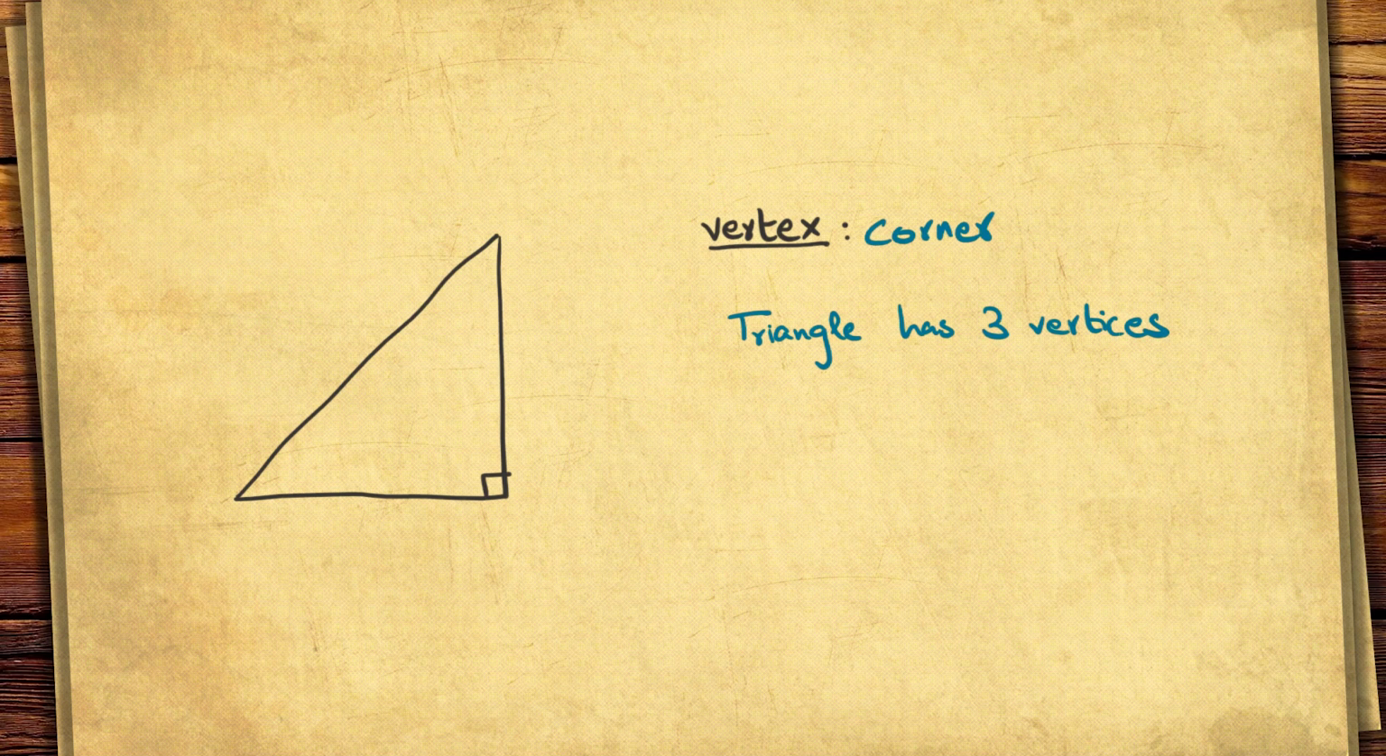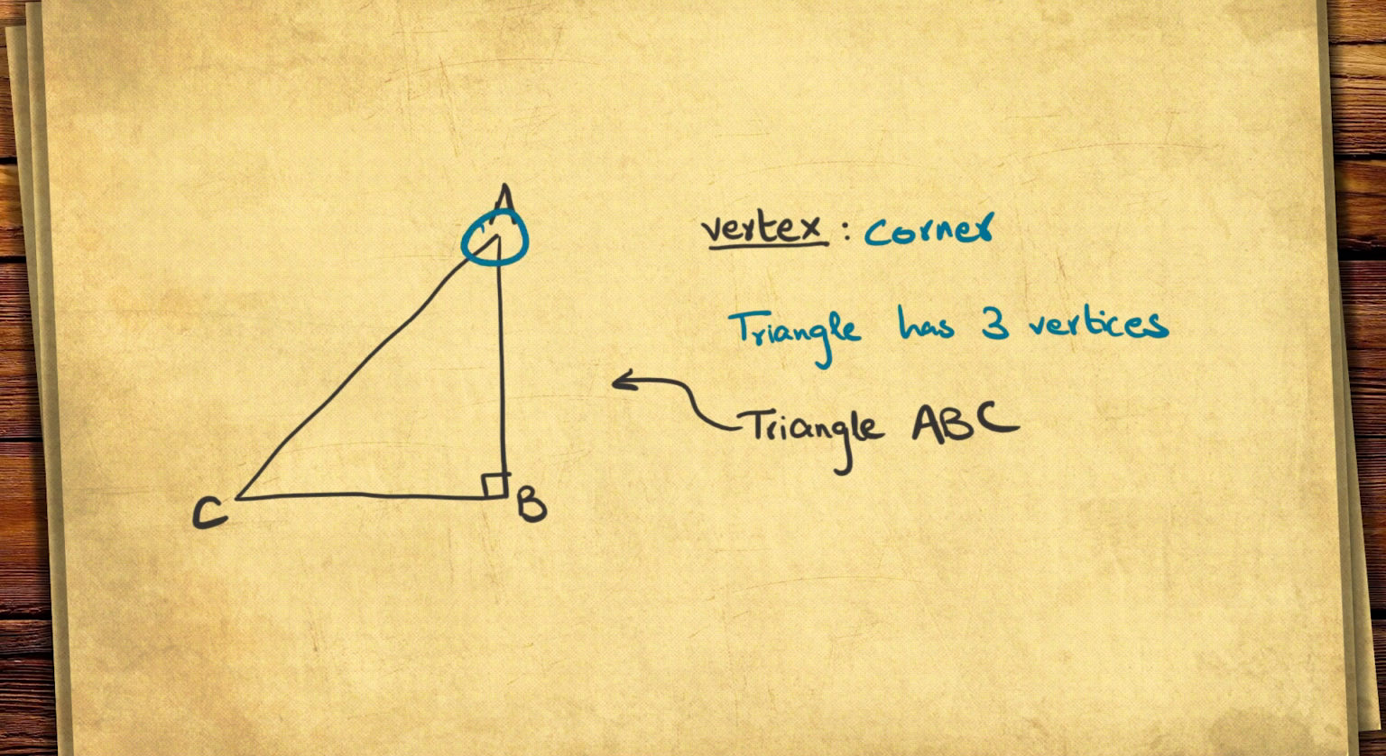Now we can give names to these three vertices, A, B, and C. And we can call this triangle ABC. In triangle ABC, this angle can be called angle A, as it is at the vertex A of the triangle. And this angle can be called angle C, because it is at the vertex C. And we don't need to give a name to this 90-degree angle, but we can call it angle B.